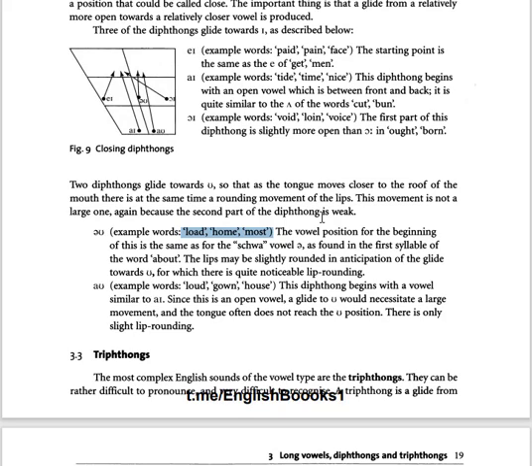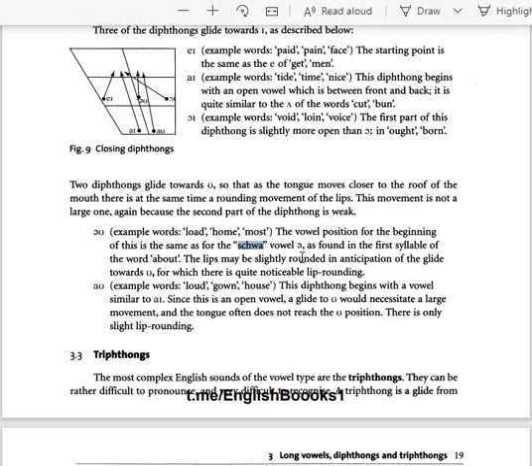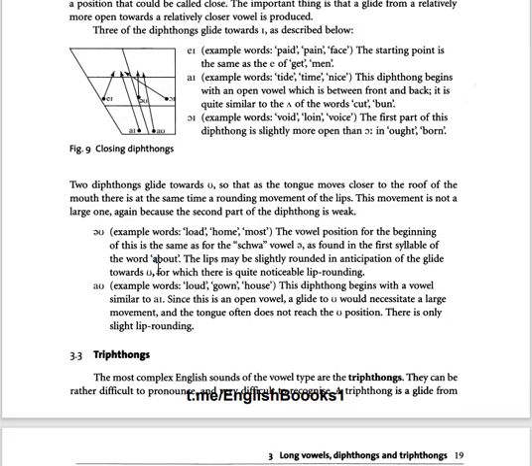The vowel position for the beginning of this is the same as for the schwa, as found in the first syllable of the word about. This is the first sound in the word about. There is a schwa at the beginning of this word. The lips may be slightly rounded in anticipation of the glide towards the short vowel oo. For some it is quite noticeably rounded.